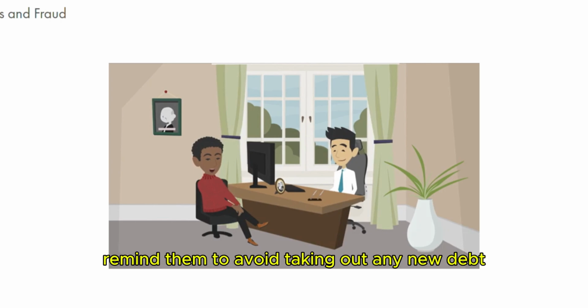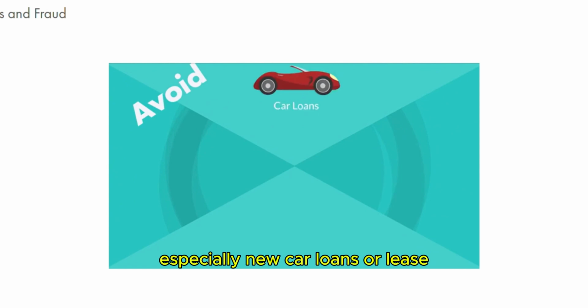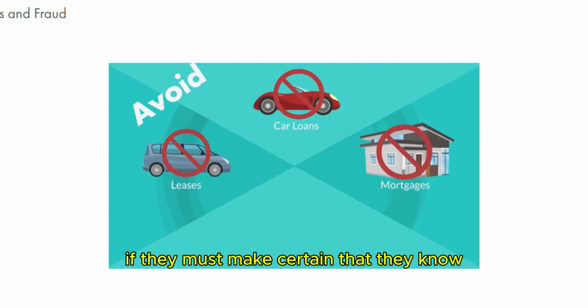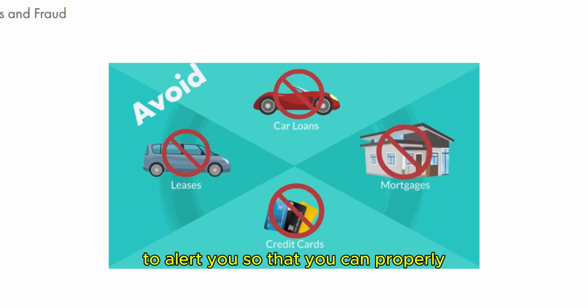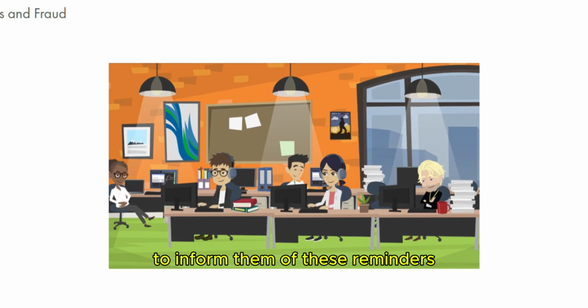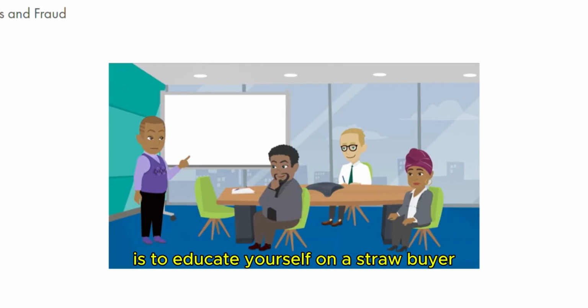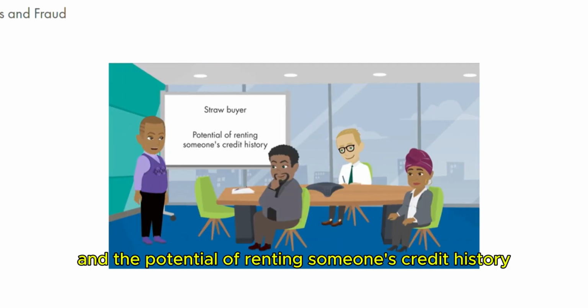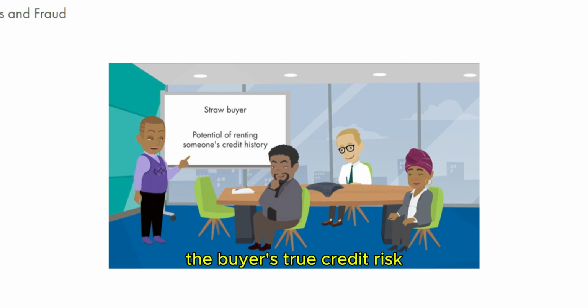Remind them to avoid taking out any new debt during the loan process, especially new car loans or leases or any other mortgages. If they must, make certain that they know to alert you so that you can properly consider this debt in qualification. UWM offers a welcome video to your client when the loan is in underwriting to inform them of these reminders. Another way to combat fraud is to educate yourself on straw buyer and the potential of renting someone's credit history. Both fall into the category of misrepresenting the buyer's true credit risk.